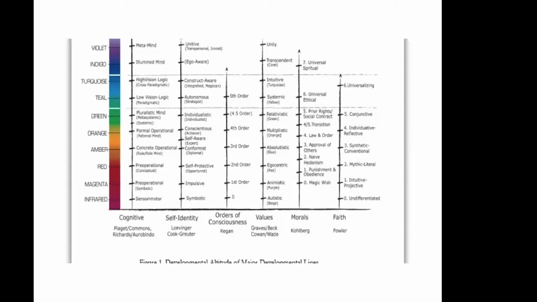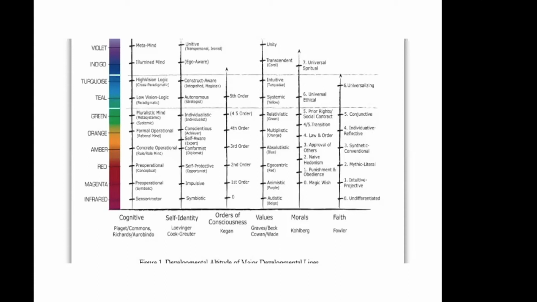So take, for example, if you look at green, the pluralistic mind is systemic, or it's metasystemic, and that's the cognitive thing. But the actual self-identity in Loevinger, Cook-Greuter is individualistic. That's sometimes called pluralistic because people have different emphasis, but it has a different content than the pluralistic mind would have. If it's formed by somebody like Torbert, who's another person, he would have it as individualistic, and he would see it slightly different. And then the values are relativistic, or what in spiral dynamics is called green, and then the actual morals would be prior rights and social contract, and in faith it would be conjunctive. So the content of the faith line is different than the content of, say, the self-identity line.